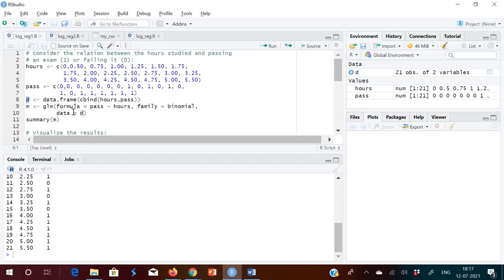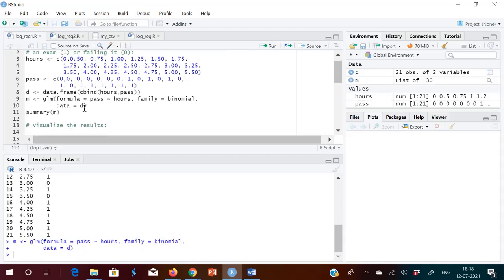Now I'm going to make a generalized linear model. We have to give a formula, then family, and then data. The formula is pass versus hours. Before, we were doing a linear model. Now here we are doing a logistic regression. The function name is GLM. So let us see what is in that m.